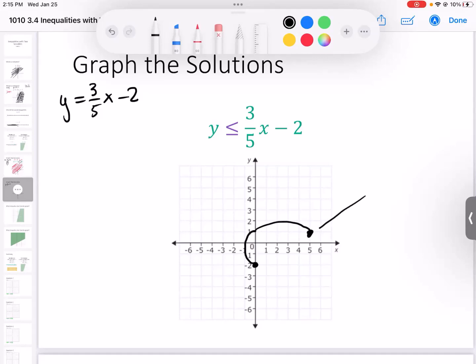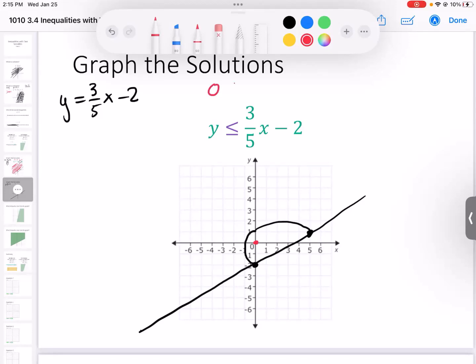Yep, good job, solid. And now I need to decide which side of the line to shade. So I have 0, 0 again. Sometimes you won't be able to plug in 0, 0 if your line goes through 0, 0, because it won't be on a specific side. It will just be on the line. But in this case, it happens to be not on the line, so I could plug it in.